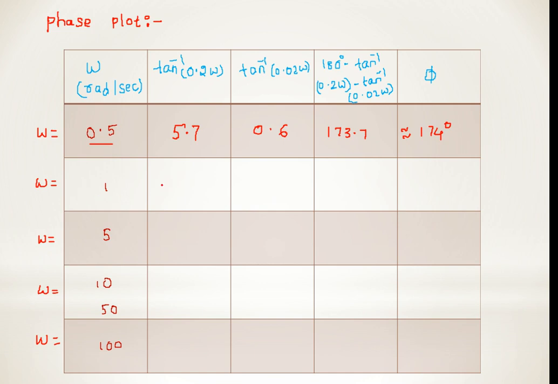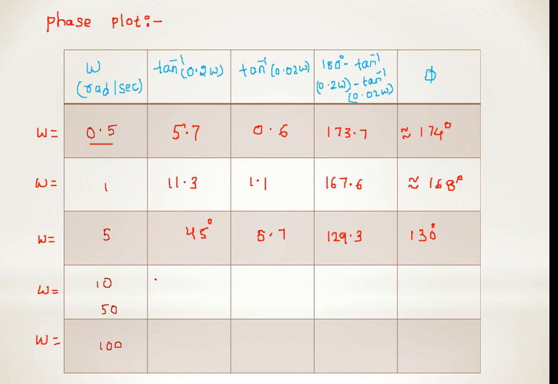Similarly, substitute omega equal to 1. Here you are getting 11.3, 1.1, and this is 167.6. So I am approximating this value to 168. Similarly, substitute omega equal to 5. Here we are getting tan inverse of 0.2 into 5, 45. Tan inverse of 0.02 into 5, 5.7. And this is 129.3. So approximate this value to 130.